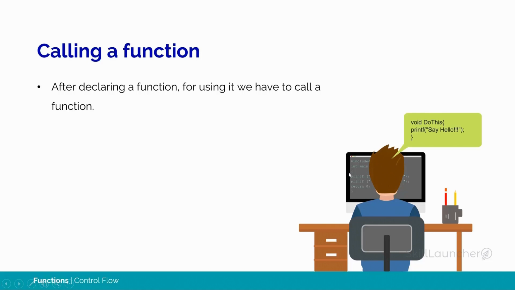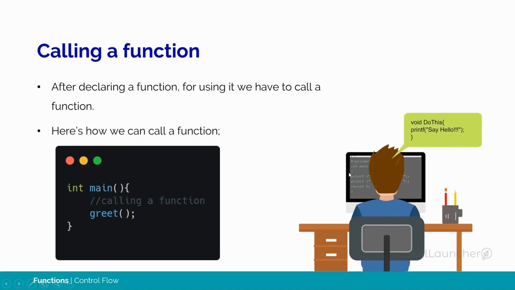Then a called function performs the defined task, and when its return statement is executed or the closing bracket is reached, it returns program control back to the main program. To call a function, we simply need to pass the required parameters along with the function name. So let us look at the syntax.